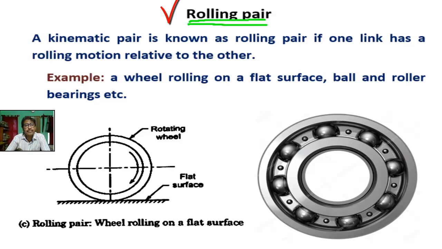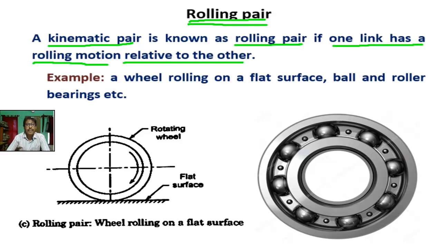What is rolling pair? A kinematic pair is known as rolling pair if one link has a rolling motion relative to the other.